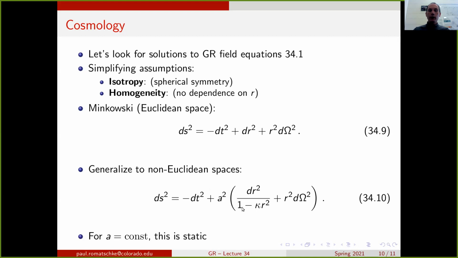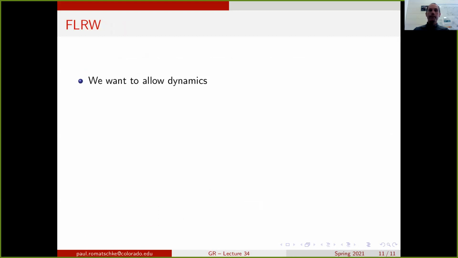For constant A here, this is potentially a solution to the Einstein field equations, but it is a static solution. So there is no need for us to make these assumptions. We can relax this assumption, and this is what we'll do in order to treat cosmology. We want to be able to allow and study dynamics, so time dependence. In order to do this, we will now allow A to be a function of time.